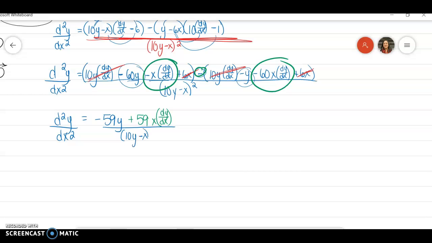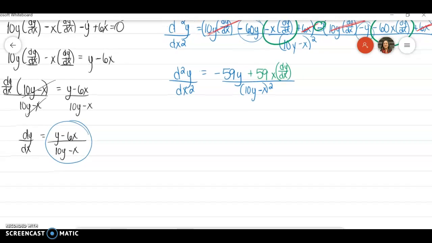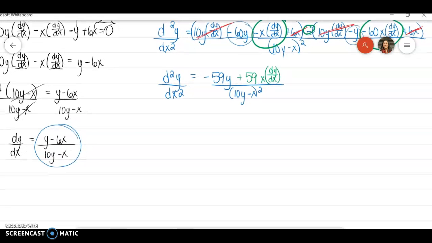10y minus x all squared. Now, I did say that everything else was algebra. I guess I kind of did tell a little story there. I apologize, because you do have one calculus concept we have to understand here. We're finding the second derivative. And if you notice, I kind of found it, but I have something wrong. I have a dy over dx in there. That doesn't look right, right?